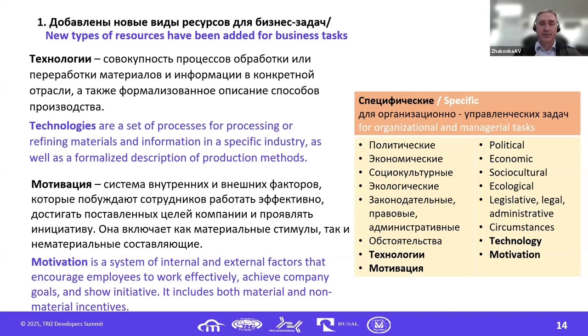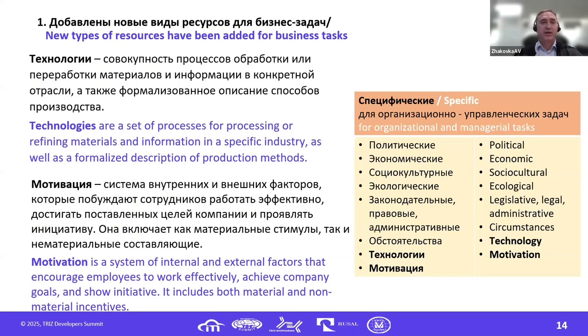Well, technologies and motivation were added. If we have some pebbles in a concrete mixer and a person is assigned with this task, then these two categories, these two criteria that we're going to deal with later, apply.